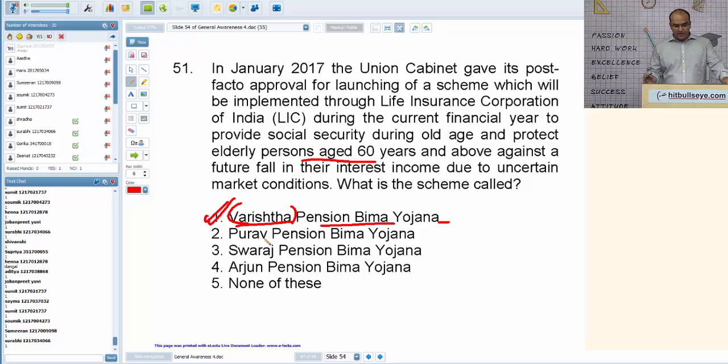So the point of giving you such a huge statement in the question is because I want to cover the maximum number of facts. So as far as Varisht Pension Bima Yojana is concerned, it will be implemented through LIC, right? So that is one question. And who would be eligible? That is elderly people aged 60 years and above. And what would be the objective of Varisht Pension Bima Yojana? That is providing a kind of security against fall in interest income, right? So 3 or 4 types of questions can be formed using this particular question.